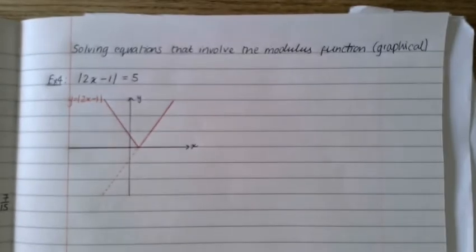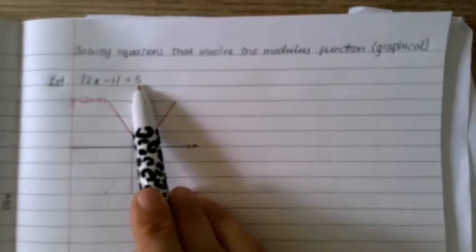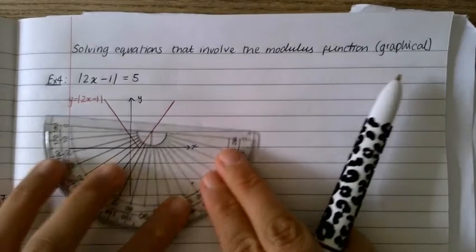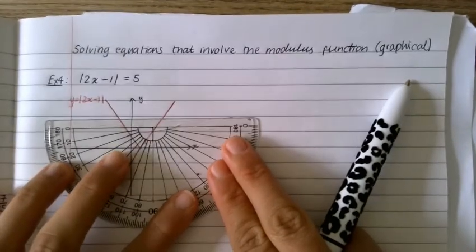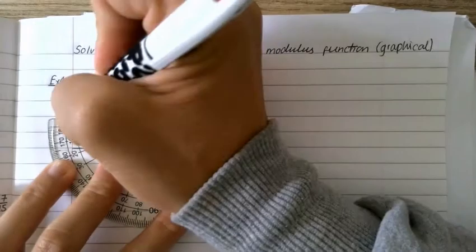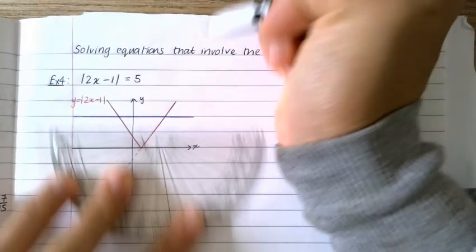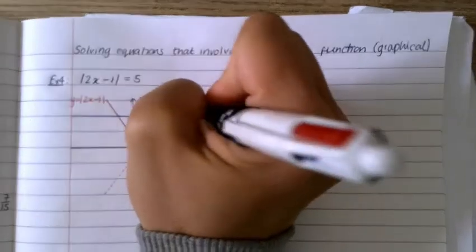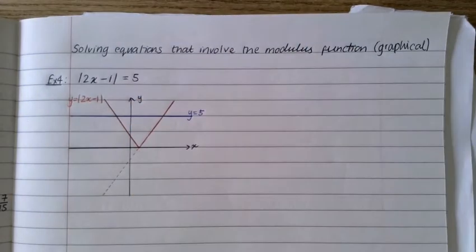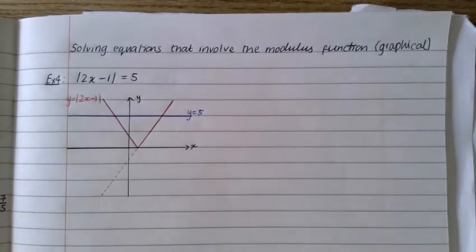I'm going to change to another colour. You can keep the same colour if you want, but I like things to look nice. So now I'm going to plot the graph of y equals 5. Well, that's nice and easy. It's just a horizontal line intersecting the y-axis at 5. So this is the graph of y equals 5. And you can see that we've got 2 intersection points here.